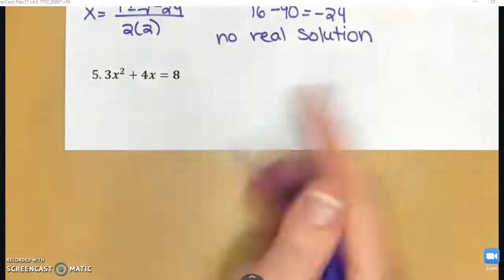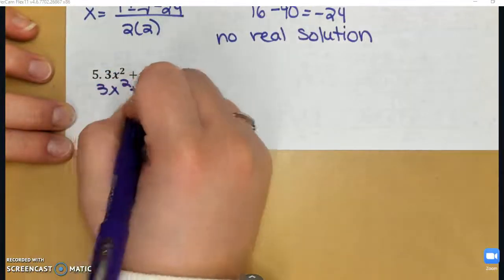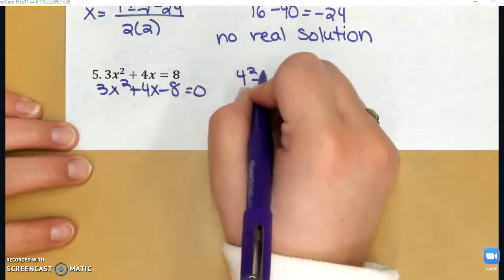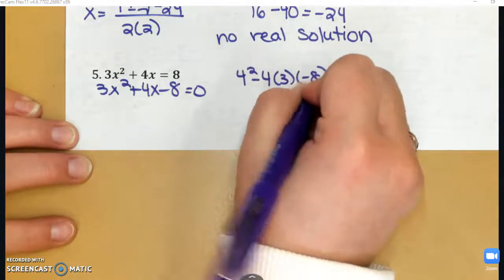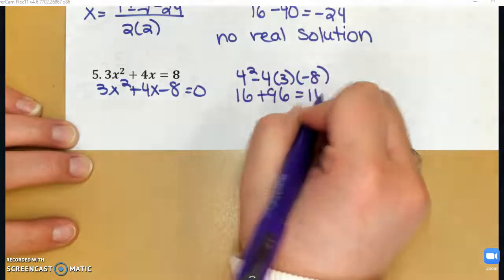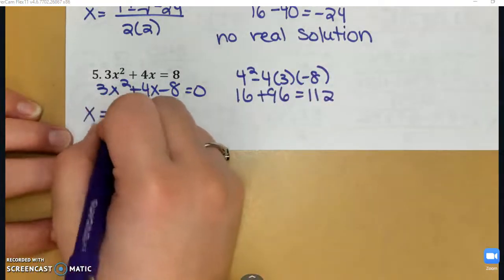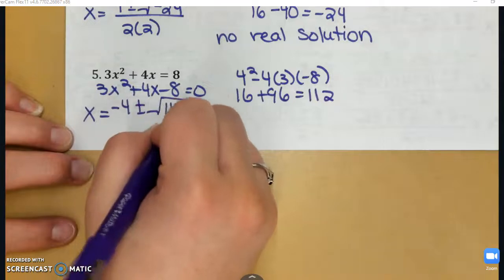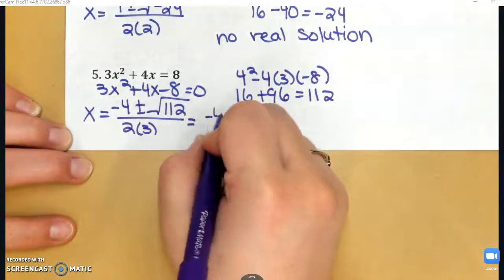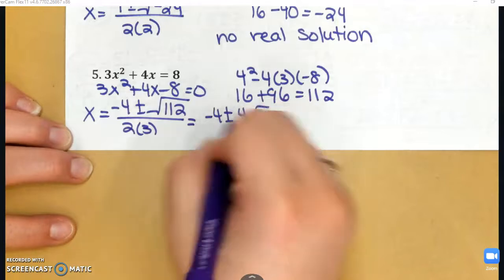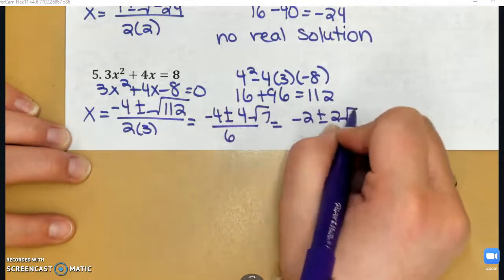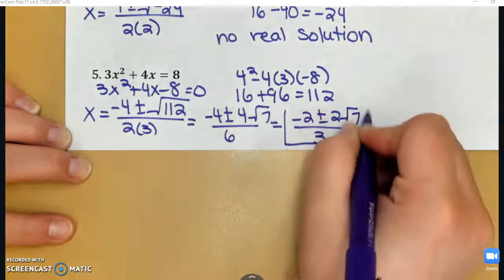All right, and then last but not least, I do need to move that 8 over so that I have my equation in standard form. My discriminant is going to be 4 squared minus 4 times 3 times negative 8. So that's going to be 16 plus 96, which is 112. So my solution, 112 is not a perfect square, so I'm going to simplify it. And then this can all be simplified further because everything is divisible by 2. And there is my solution.